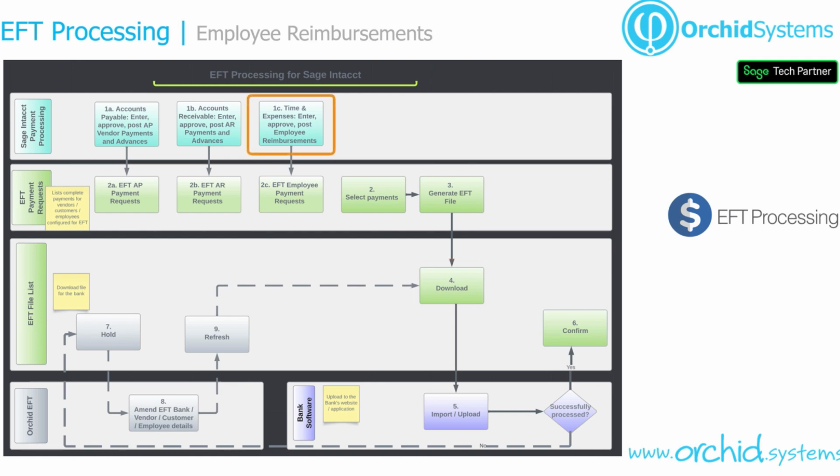And the process is the same for employee expense reimbursements. You use the Sage Intacct payment processing routines to enter, approve, and post the employee reimbursements. And once the employee reimbursements are posted, you can use the EFT payment requests in Orchid, so that's the EFT employee payment requests screen, to select the payments that you want to make via EFT, generate the EFT file, then download the EFT file and upload it into the bank. And once it's been confirmed by the bank, you can confirm in the EFT file list screen.